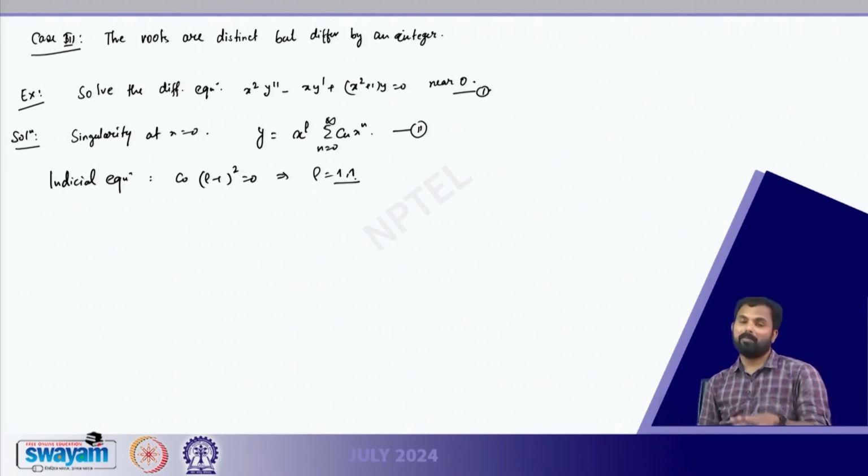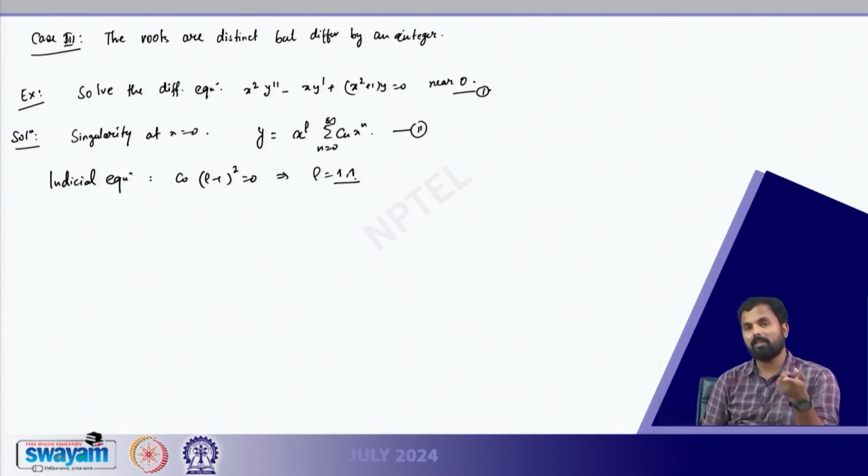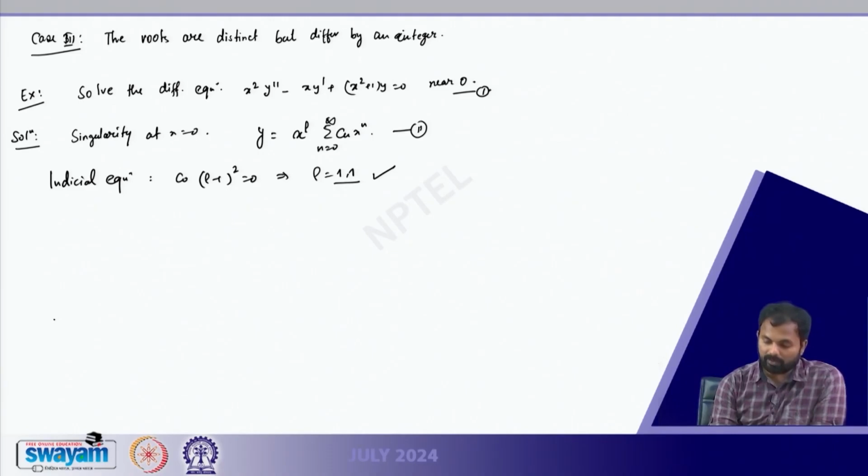So, this is still better. If we have roots not differing by an integer, that is also better. But if it is differing by an integer, that means if we get roots as 1 comma 2, then it will become very lengthy. So, we got our indicial equation, we got the roots are equal, and that is why we have to construct that w.